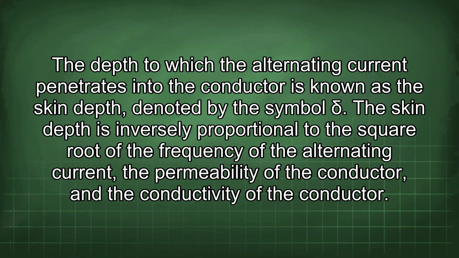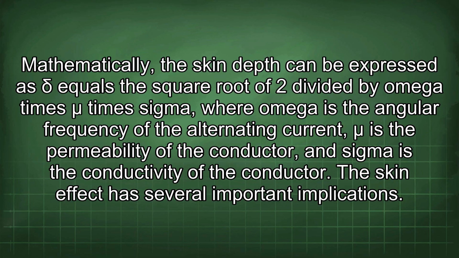The skin depth is inversely proportional to the square root of the frequency of the alternating current, the permeability of the conductor, and the conductivity of the conductor. Mathematically, the skin depth can be expressed as delta equals the square root of 2 divided by omega times mu times sigma, where omega is the angular frequency of the alternating current, mu is the permeability of the conductor, and sigma is the conductivity of the conductor.